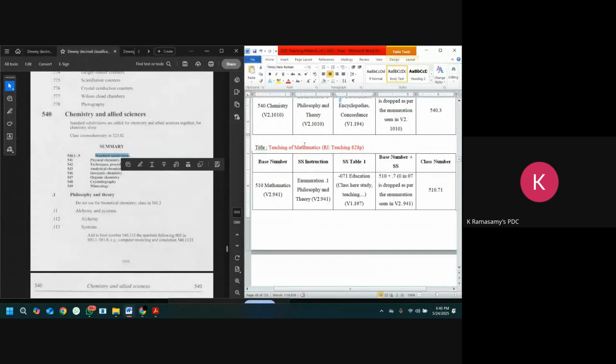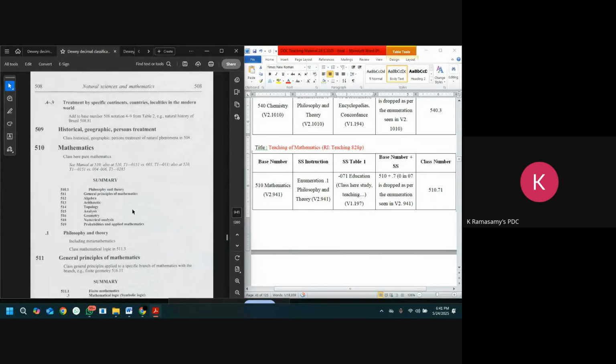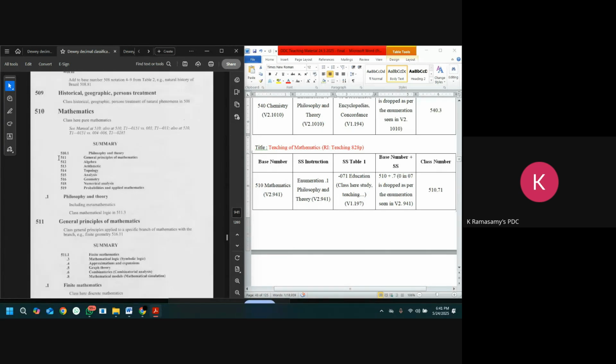The same way, go to mathematics. I'll just go to mathematics and show you what kind of instruction is available in mathematics. In mathematics also, you can see similar instruction. 510.1, philosophy and theory. One example is given. It means that all the standard subdivisions can be added similarly without 0. See, mathematics, teaching of mathematics, number for mathematics is 510. Number for education, study, teaching is 071. I have to drop 0. I have to add 71 to the base number. What is the answer? 510.71. This is one kind of adding SS without 0.